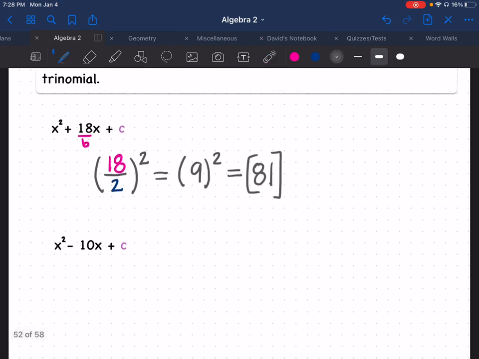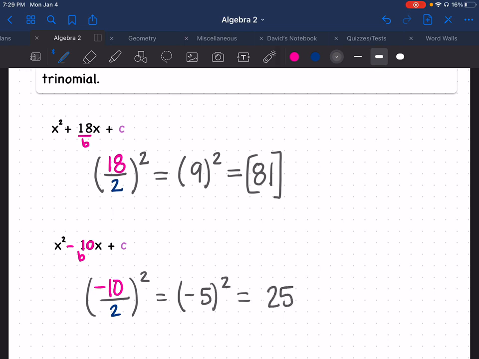All right, let's go ahead and take a look at this one. X squared minus 10x plus c. So here is my b term. And I'm going to make sure that I know that it is a negative. And so I'm going to say negative 10 divided by 2. And I'm going to take that whole fraction and I'm going to square it. Well, negative 10 divided by 2 is negative 5 squared, and negative 5 times negative 5 is positive 25. Now, if I were to factor this, my factors would be negative 5 because just like I said, negative 5 times negative 5 gives me 25, and negative 5 plus negative 5 gives me my negative 10. There's my perfect square trinomial.